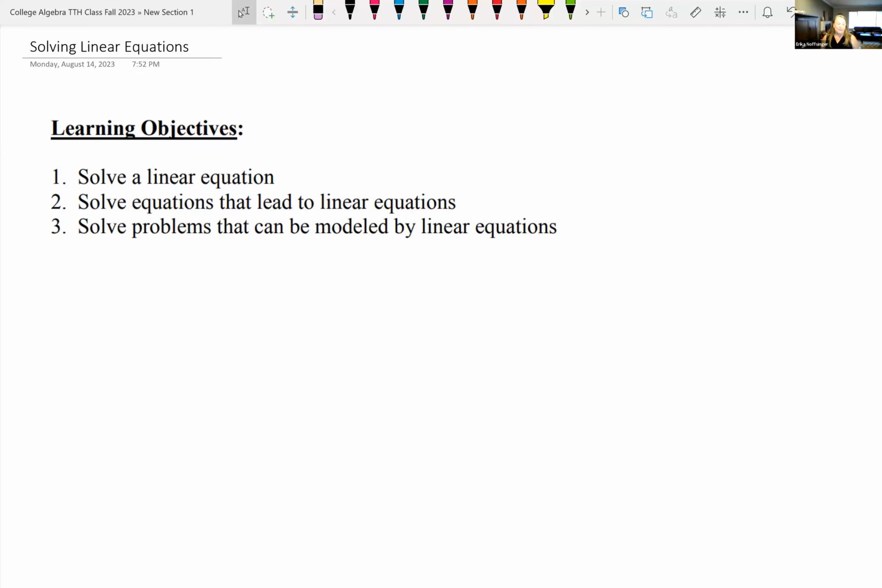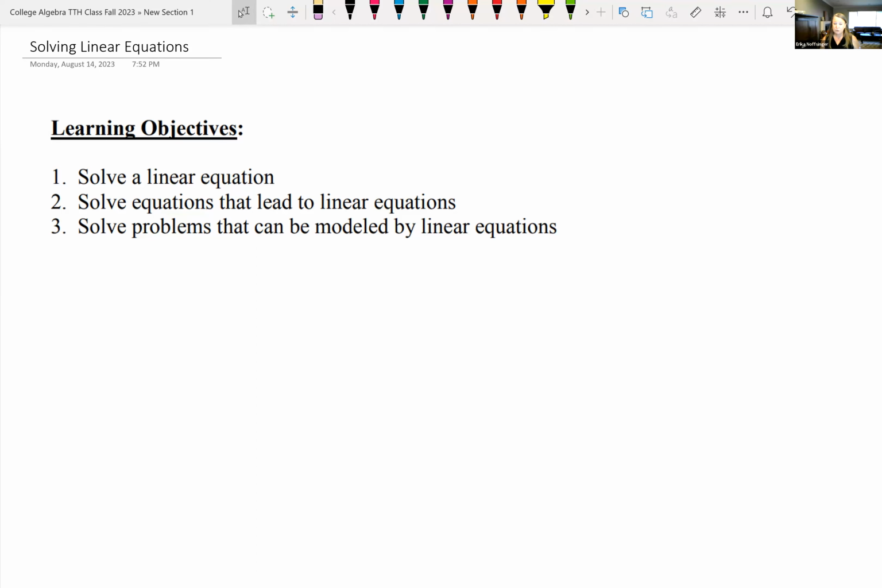We are starting our first topic in college algebra. We're going to be looking at solving equations in this chapter and solving different types of equations. So the first thing that we're going to look at is solving linear equations. You should be familiar with solving linear equations from your previous math classes, so hopefully this is just kind of a quick review.